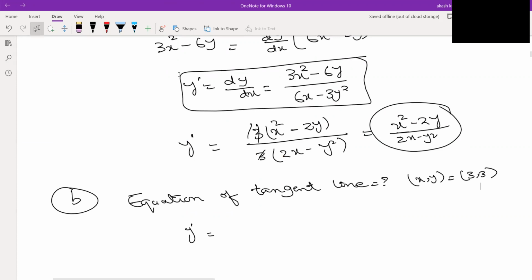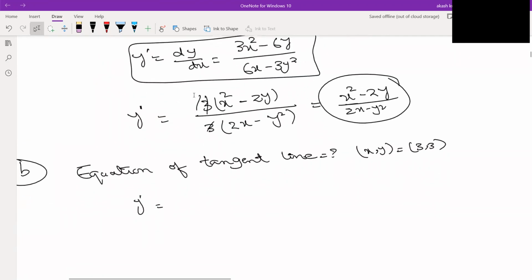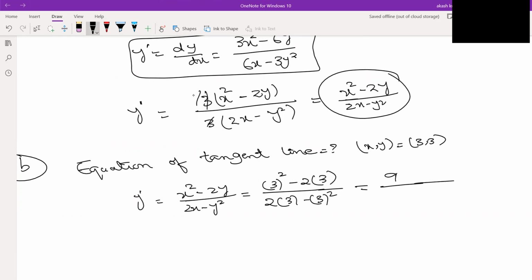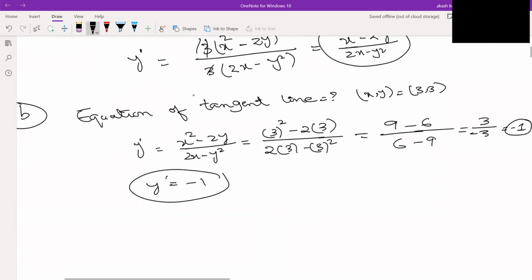In part A, we got the slope, right? x squared minus 2y divided by 2x minus y squared. If we put our point x comma y, which is 3, 3, into the slope equation, we'll be getting 3 squared minus 2 times 3 divided by 2 times 3 minus 3 squared, right? Is it clear to you so far? Yeah. Okay. So 9 minus 6, 6 minus 9. So it will be 3 over minus 3 and the slope is minus 1.